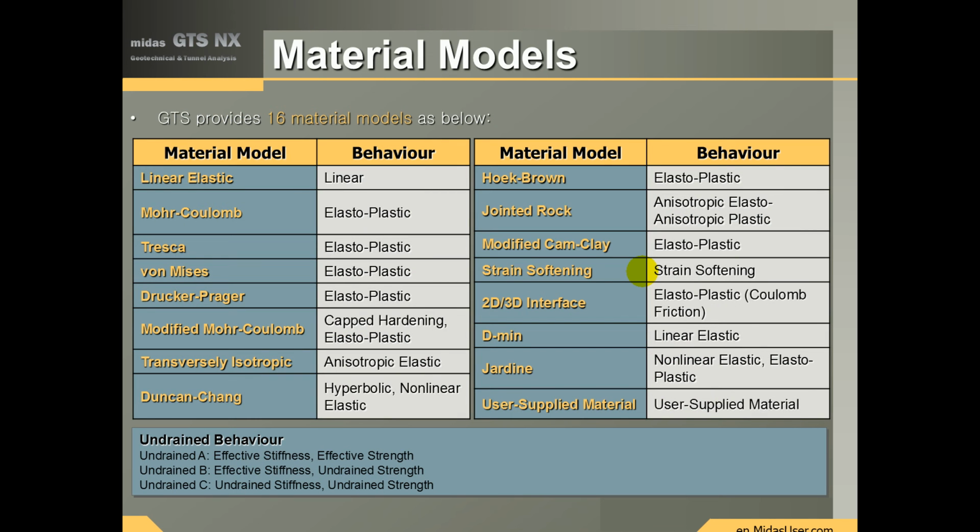So GTS provides 16 material models, and you can see them below. And we can also do the Mohr-Coulomb, von Mises, Drucker-Prager, and you can see an array of different material models on the screen. We can even do the undrained behaviour for the effective stiffness and the effective strength for undrained A, B and C.